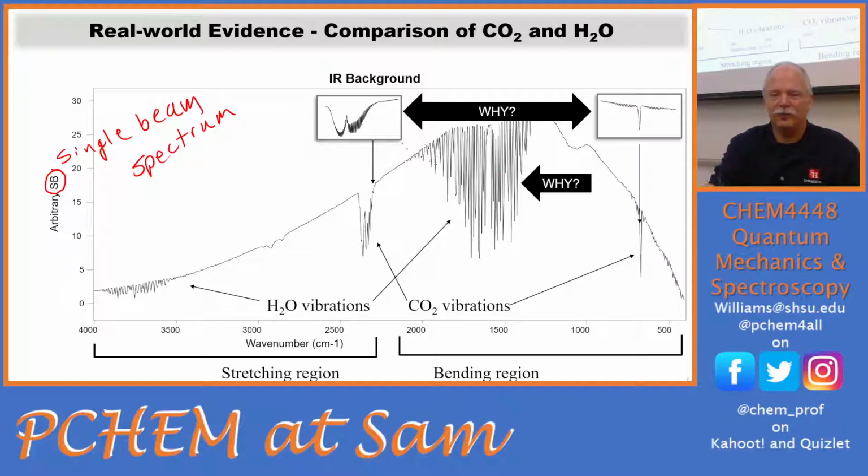And look at water. I don't see any pattern in water at all. There's a lot of rotational lines in water, and it's a jumbled mess, both here and here. And the reason why CO2 is nice and water is ugly, can you come up with a reason? What do you think? Have you ever drawn the Lewis dot structure for these two? Yeah, so CO2 is linear, and water is bent.